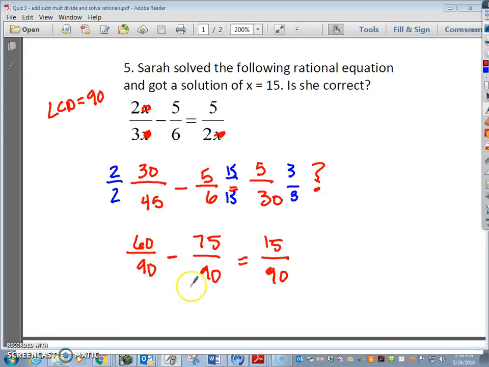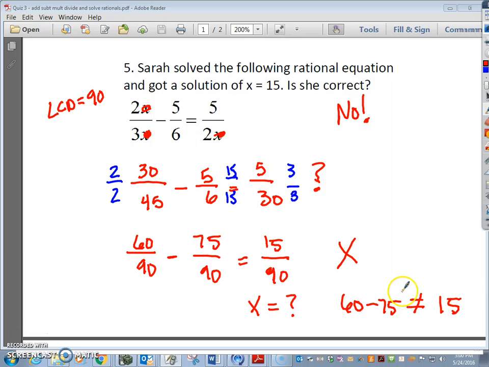So again, the denominators, I can forget about them. 60 minus 75 is not a positive 15. It's actually a negative 15. So this is not true. So is she correct? The answer is no. So you can either solve it and tell me what x really is, or just show that 60 minus 75 is not equal to 15, is actually equal to negative 15. And that's all.